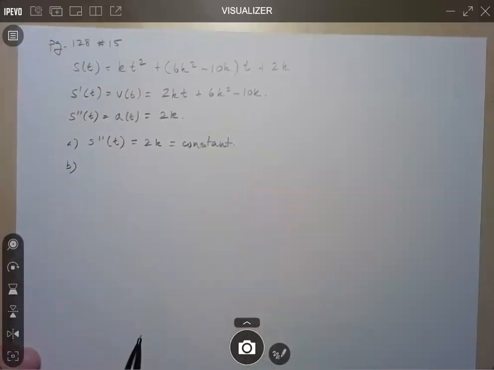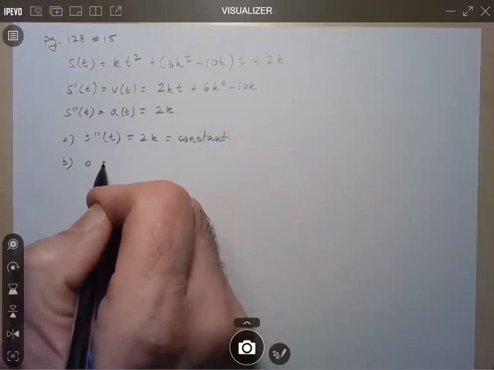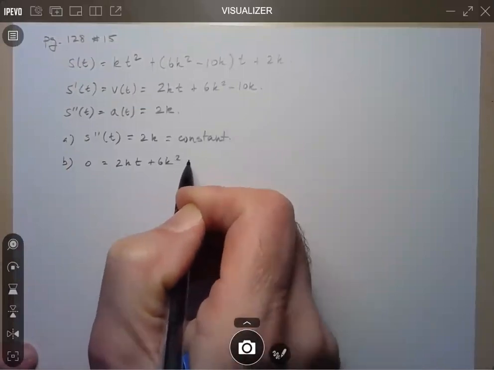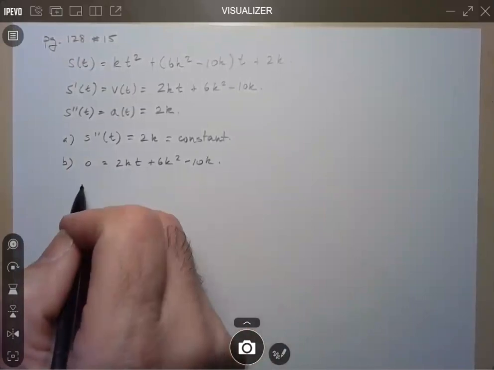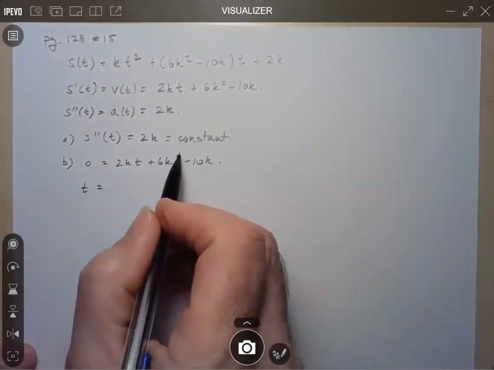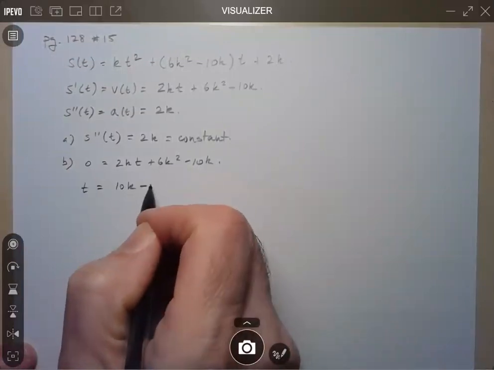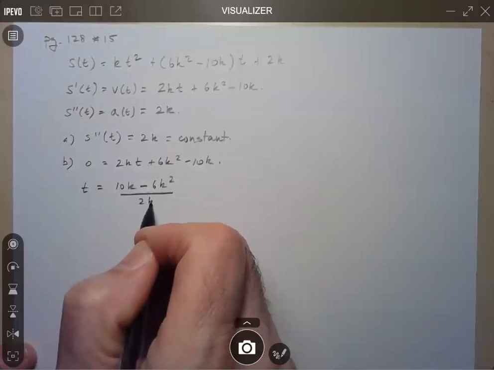Part B says find the time when the velocity is 0 and determine the position. So I'm just going to take the velocity function here and set it to 0: 2kt plus 6k squared minus 10k. Here we're just going to solve for t. I'll bring these two things to the other side, so it'll be plus 10k minus 6k squared, divided by 2k.